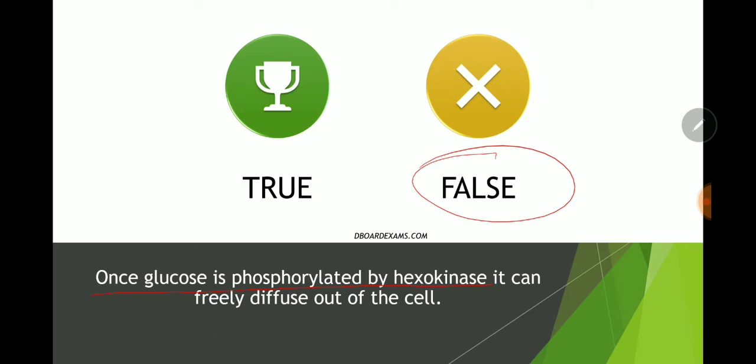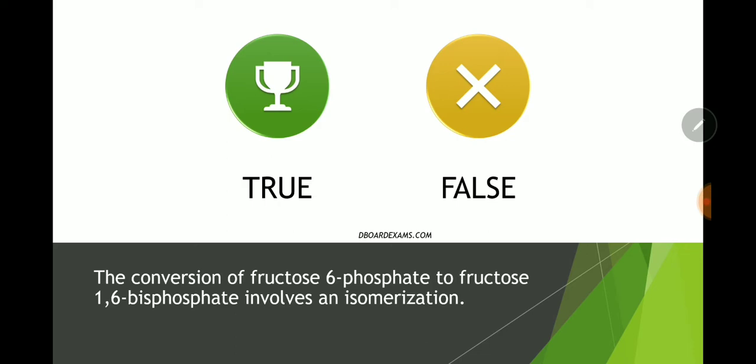All right, let's look at another question. The conversion of fructose 6 phosphate to fructose 1,6 bisphosphate involves isomerization. Now, isomerization is just changing the phosphate group from one position to another within the same molecule. But if you're adding another phosphate onto fructose 6 phosphate and forming fructose 1,6 bisphosphate, you're adding a phosphate. So that's not isomerization. That is a kinase doing it. Make sure you understand that.